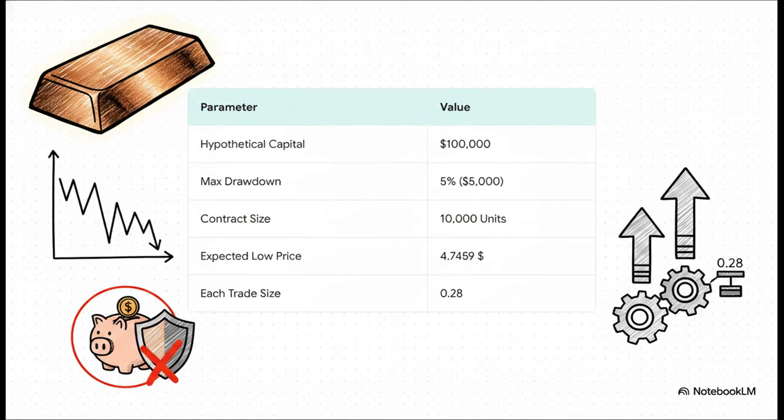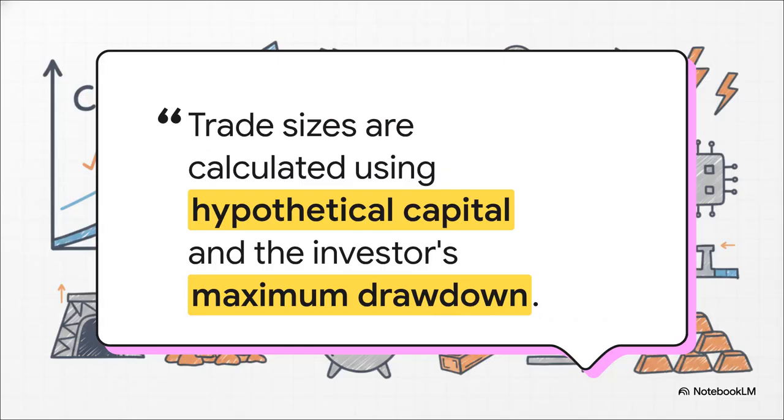And what about managing risk? Well, the plan was based on a hypothetical $100,000 in capital. The absolute maximum drawdown allowed was set at 5%, which is $5,000. Based on those numbers and an expected low price, the calculated size for each of the two potential trades was 0.28.